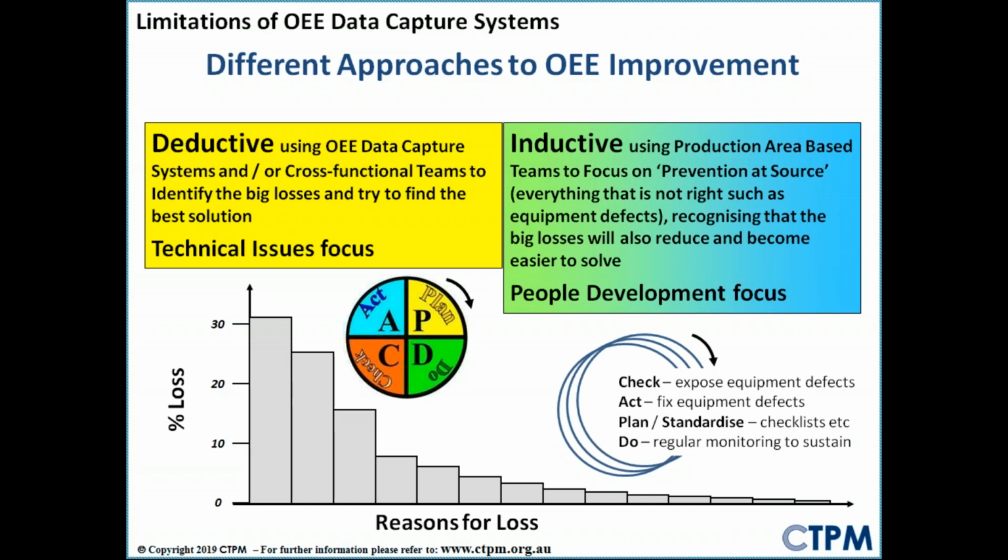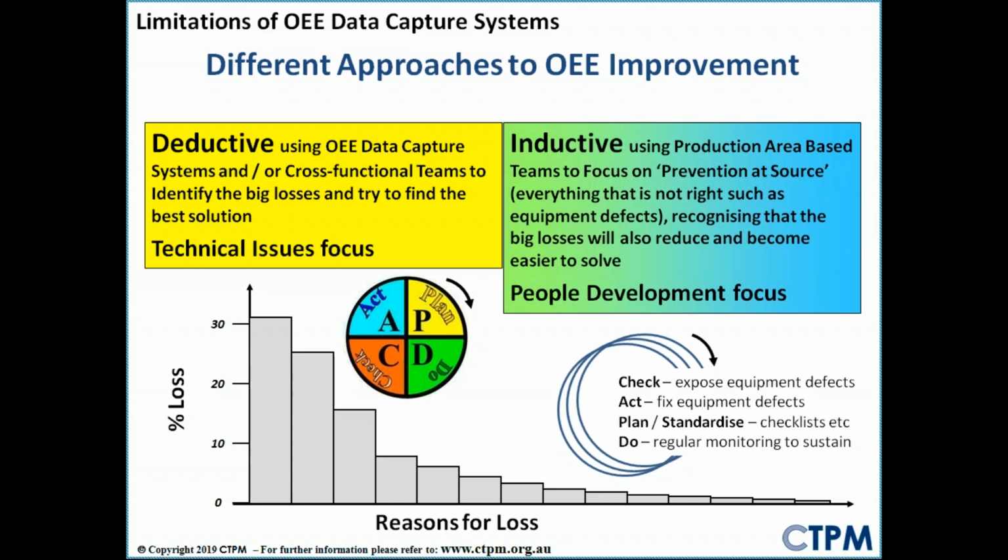Everything that is not right, such as equipment defects, recognizing the big losses will reduce and become easier to solve. In other words, you start tackling the Pareto chart from the bottom. Right? Now, how do you do that? Well, this is where TPM comes in with its autonomous maintenance, or what we call operator equipment management. And that involves going through a 7-step process, but the first 3 steps are about establishing basic equipment conditions by getting rid of all the defects and all the looseness.